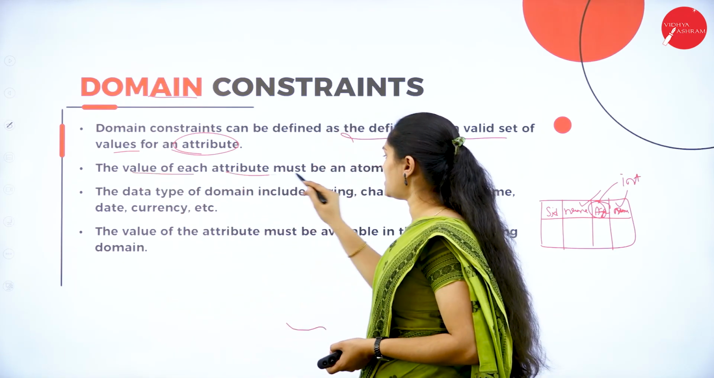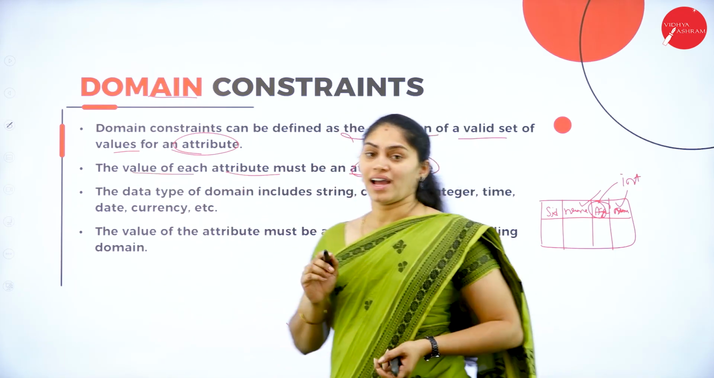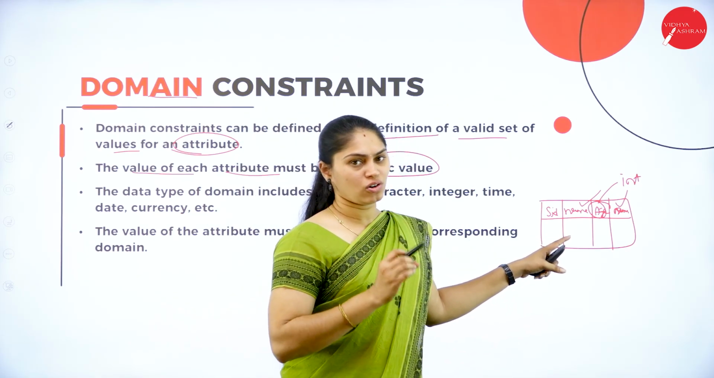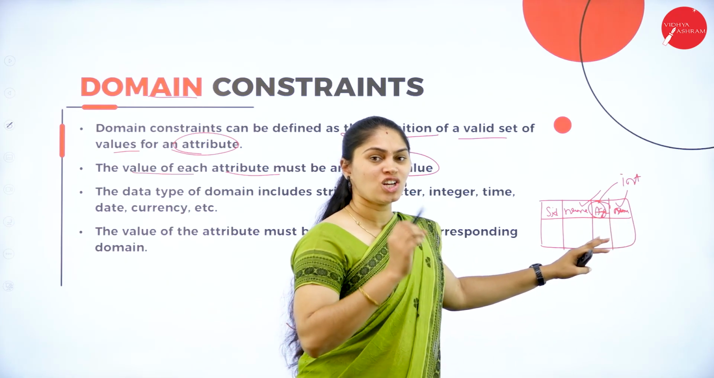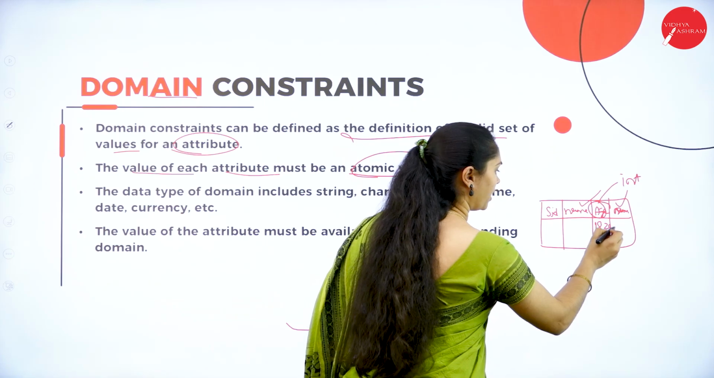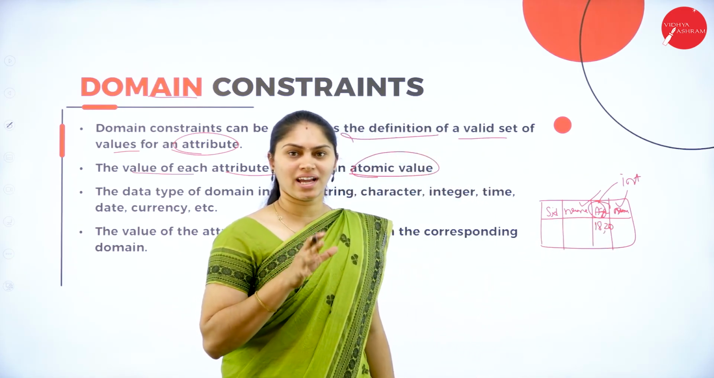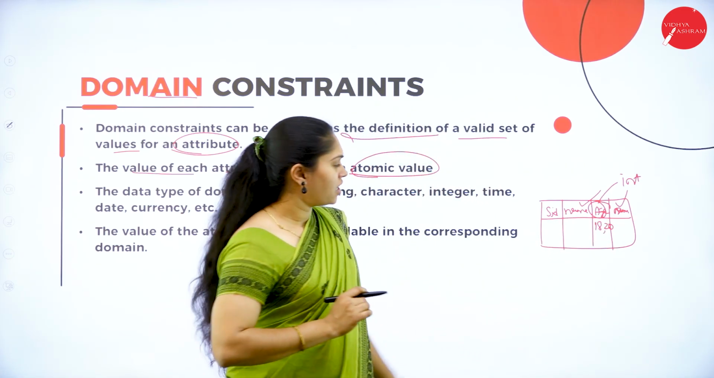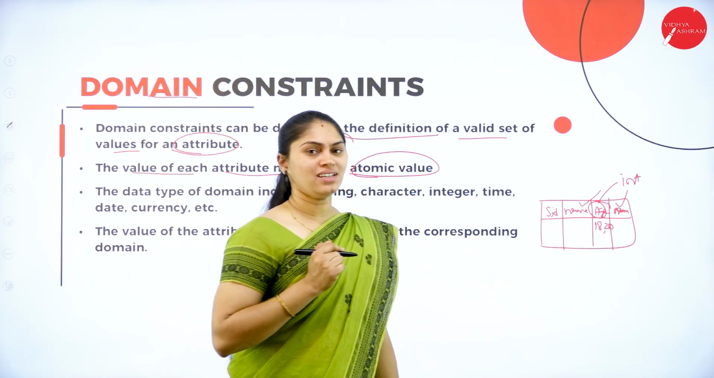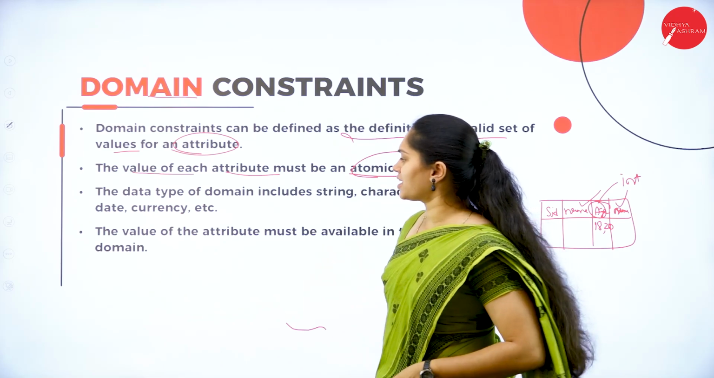Mainly the value of each attribute must be an atomic value. The main constraint in the domain constraint is that the value of any attribute in a table should be atomic in nature. So here I can't take 18, 20. Can a person have two ages at the same time? No, right? So it can't be multiple values or a composite value. It should be an atomic value. That is also one of the constraints here.